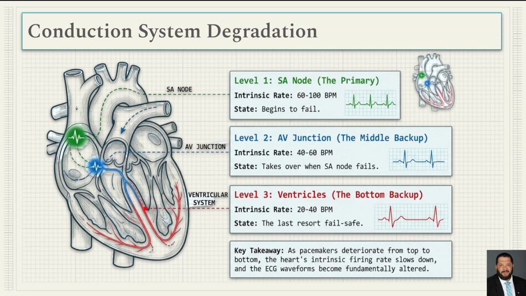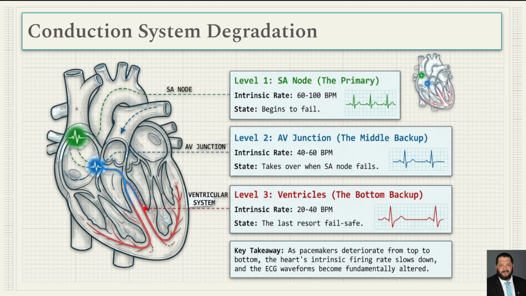As a reminder, let's review the conduction system for the heart. The primary foci of electrical activity for a normal conduction system in the heart is the SA node. Its intrinsic firing rate is 60 to 100 beats a minute. And as that begins to fail, the foci will move from various areas around the atria and eventually land its way into the AV junction.